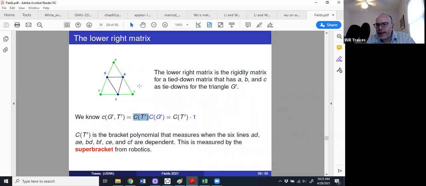And then I remembered that about 4 years ago, I gave a talk in a special session. And in fact, I think it was organized by Mira and Jessica Sidman. It was at the SIAM conference in Atlanta. And I had explained there that there was something called the super bracket that I learned from Neil White's survey paper in the handbook. And that super bracket comes up in robotics, and it measures when 6 lines in 3 space are dependent. It was like, oh, great. Let me just look at that super bracket. And so let me show you the super bracket.